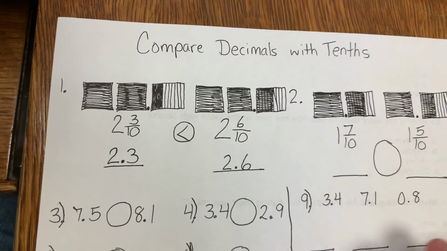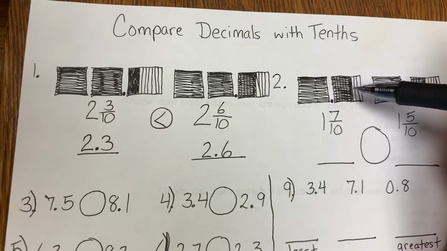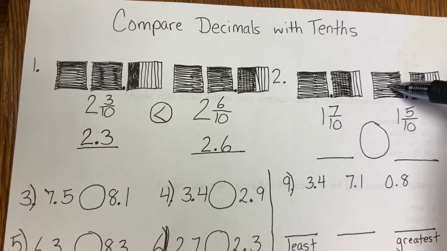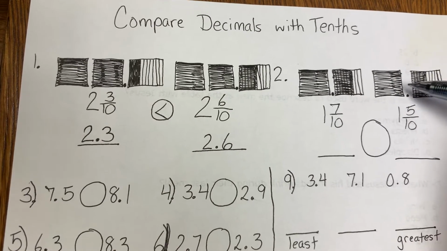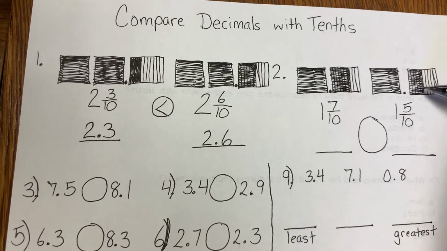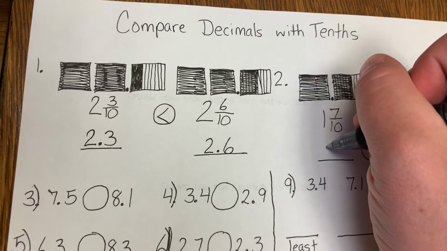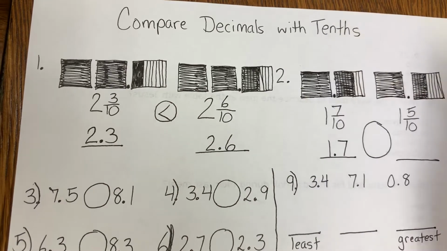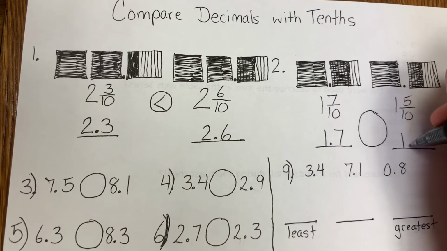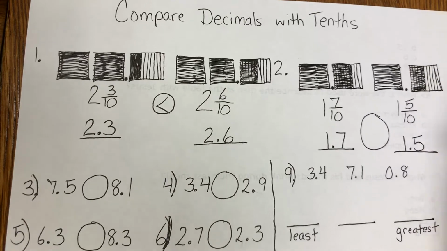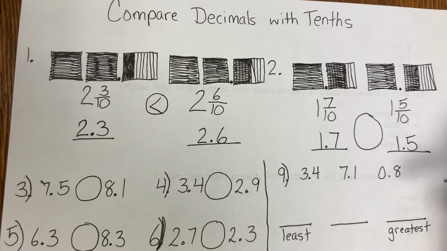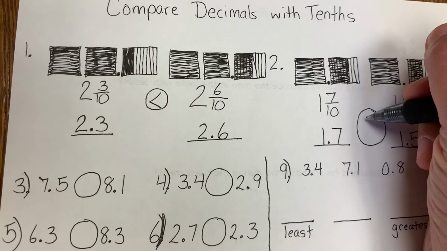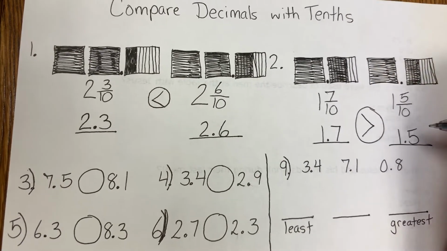Okay, and the next one, we have 1 whole and 7/10, 1 7/10, compared to 1 5/10. So 1 7/10 would be one whole number, 1.7, and 1 5/10 would be 1.5. And you can see once again in the picture, 7/10 is greater than 5/10. So 1.7 is greater than 1.5.